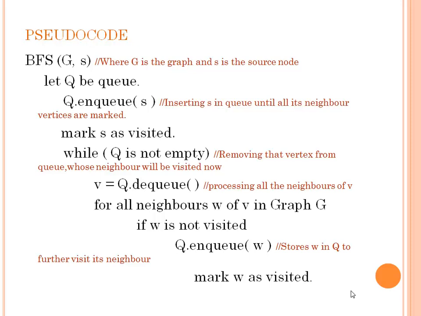Now for all the neighbors of V, here W is considered as a neighbor of V in graph G. If that W, which is a neighbor of V, is not visited, insert that W into the Q, that is Q.enqueue(W). Then mark W as visited. Repeat this process until all the vertices of the graph are visited.